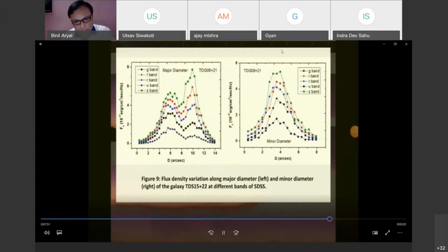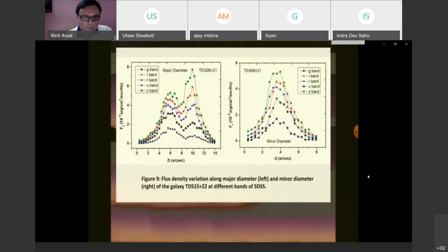This figure shows the flux density variation along major and minor diameters of the second structure at the different bands of SDSS. Here also the Z band is dominating the other bands, and the minimum flux is obtained at the U band. This figure also indicates that the maximum flux is inside at the central part. But interestingly, for this galaxy, the maximum flux regions are separated into two distinct clusters.